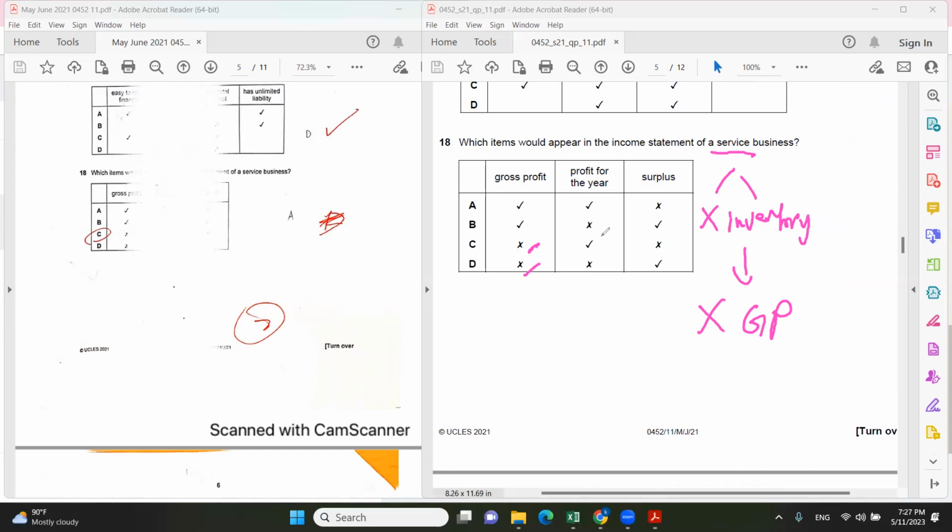And then profit for the year, yes. Surplus, this is under the club account. The club account is considered a service, but this is not it because they say income statement. Okay, so since these two are ticked, that means this is the answer. Okay, now next.